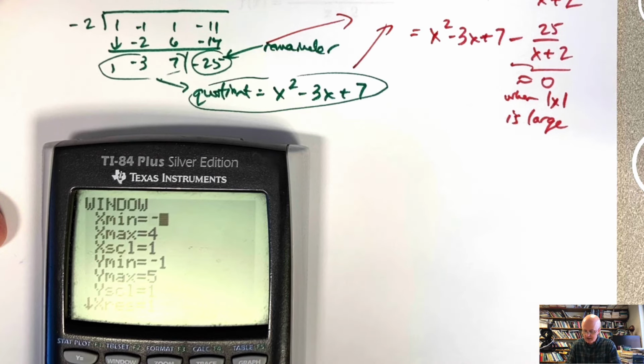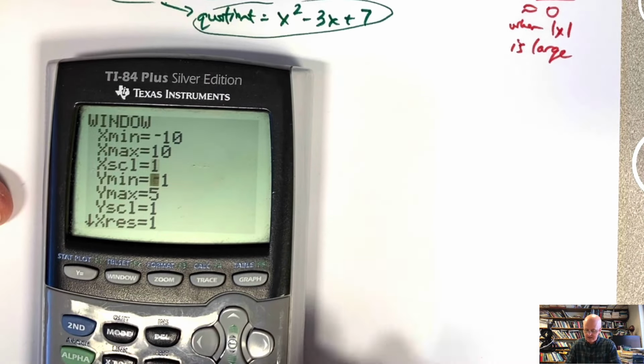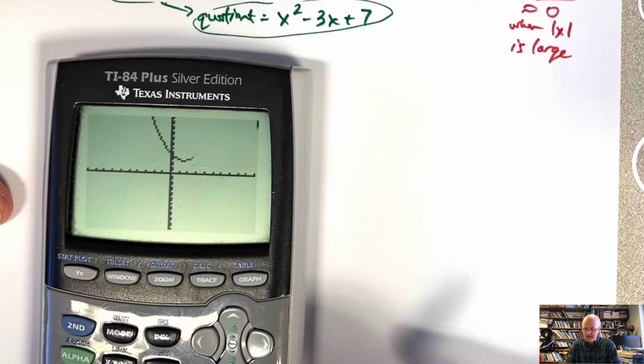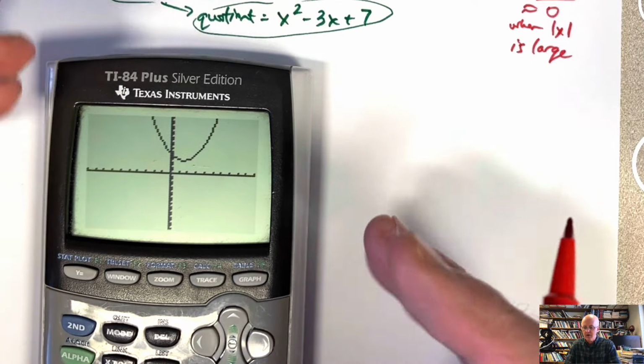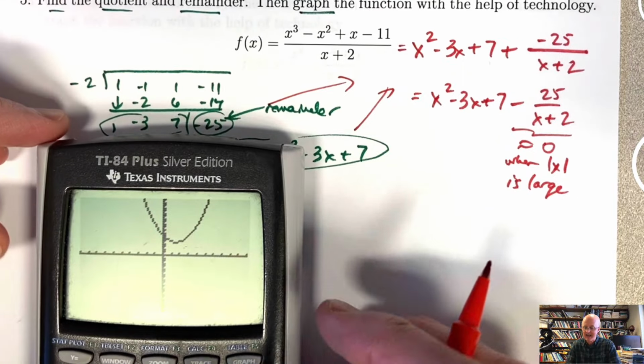Pick a typical kind of window here, maybe -10 to 10. I'm going to go kind of wide in the x direction, maybe -20 to 20, say. In the y direction, let's see what we see. There's the quadratic. Our rational function is going to have a graph that approaches this as x gets large.